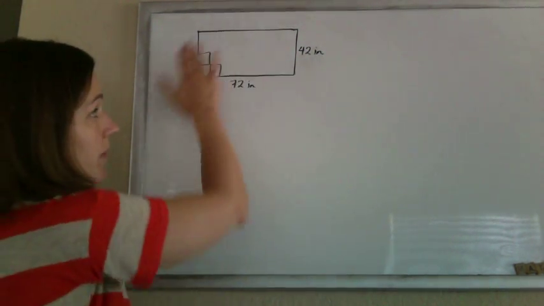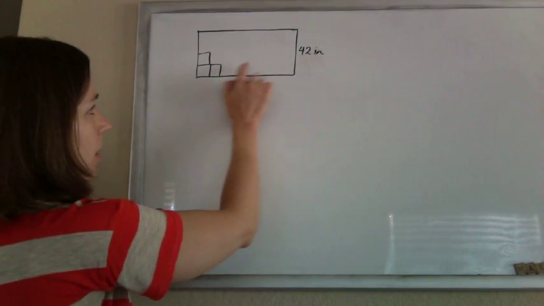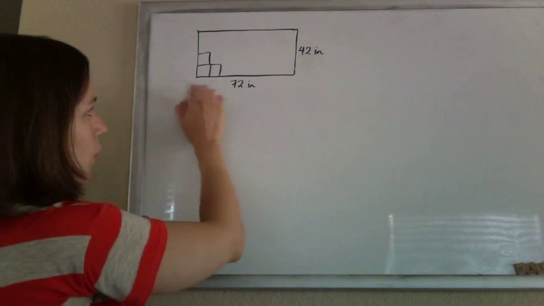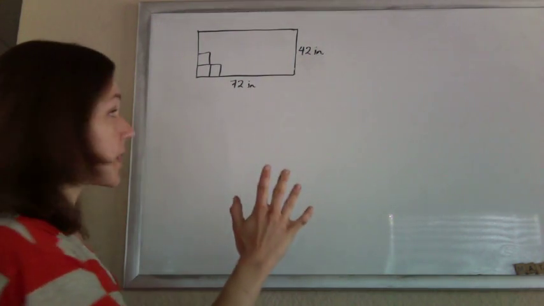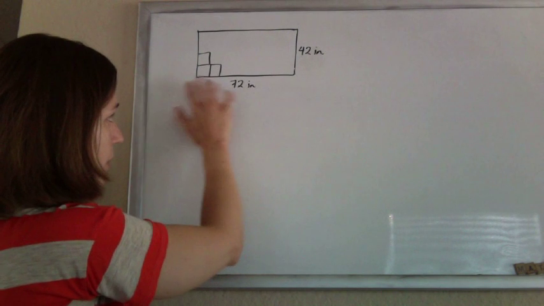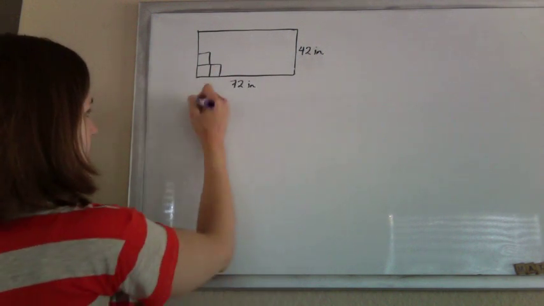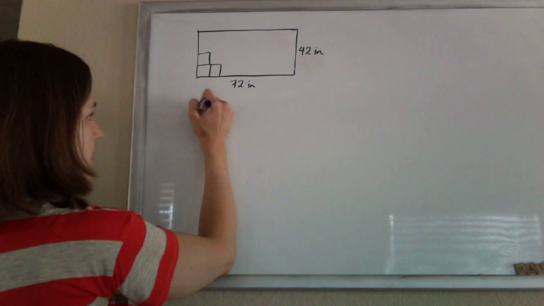Okie dokie. So we want to fill this area with square tiles, and so it has to fit perfectly. So we have a lot of possibilities. Let's take each dimension separately. So for this length here is 72.